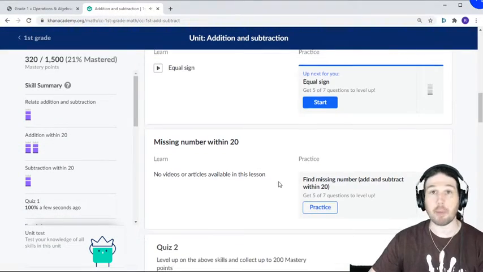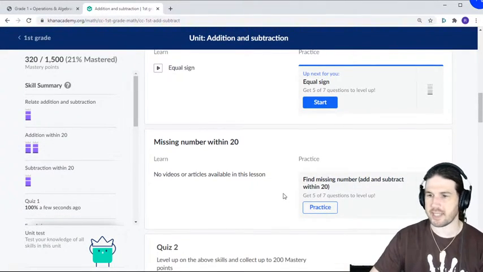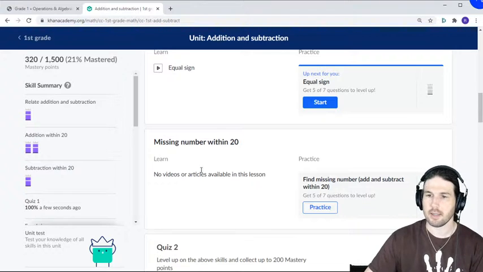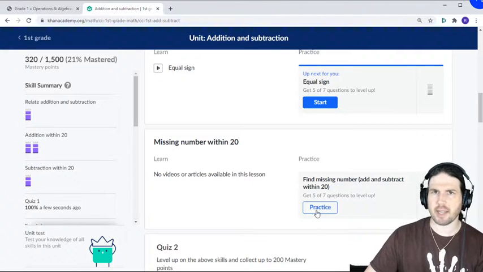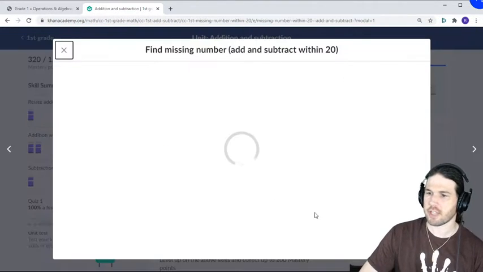We're making good time. We might be able to finish up first grade before we take off for the evening. We'll see. Missing number within 20. Okay, so now I guess we're trying to make 20 like we were making 5 and 10 in kindergarten. Let's find out.